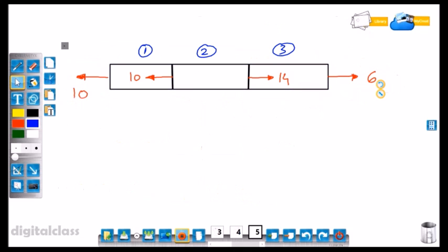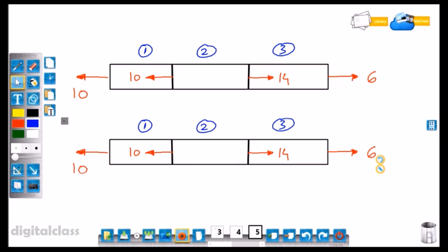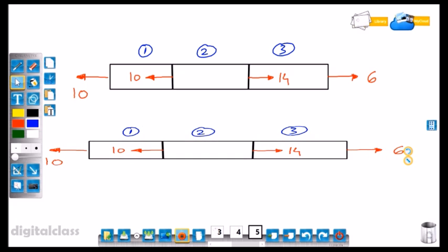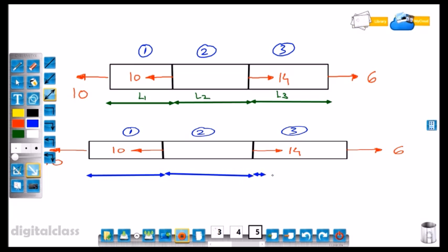Consider the body. What will happen due to loads? It will elongate, or due to compressive force it may contract. Here we see that left-sided forces and right-sided forces are tensile in nature, that's why there is elongation. So L1 is the length of section 1, L2 is the length of the second section, and L3 is the length of the third section. After the elongation the lengths change, so L1 dash is the length of the first section, L2 dash is the length of the second section, and L3 dash is the length of the third section after the application of force.